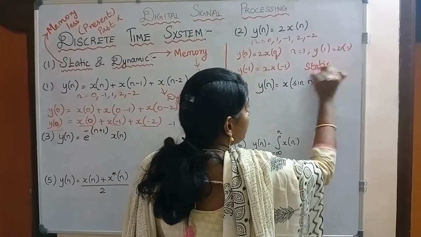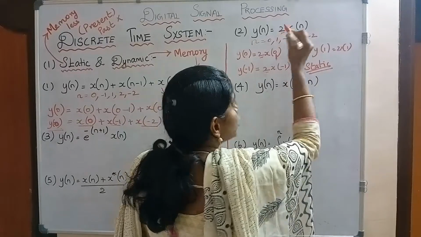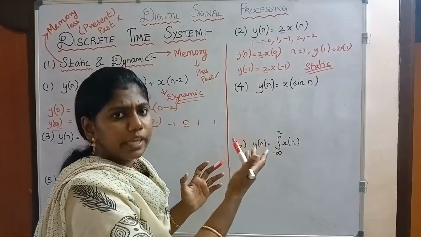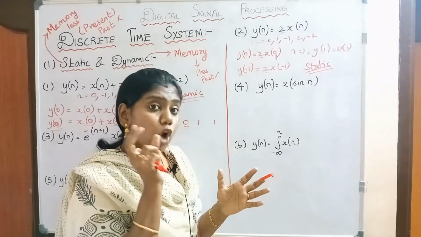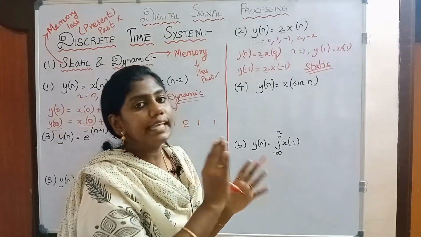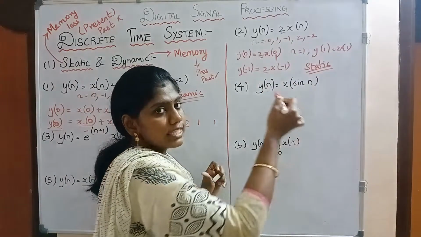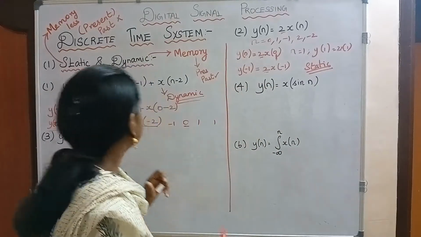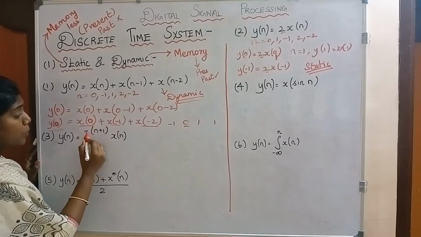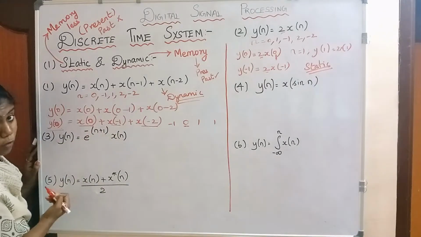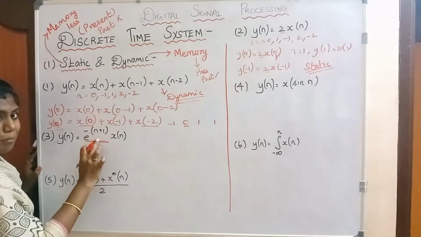One important point: please do not consider these coefficients. Here it is 2, but it could be anything. Do not consider the coefficients. Your concentration should be only on the input values. Just don't consider the coefficients in problems pertaining to this. Let us see another example. Y of n equal to e to the power of minus n plus 1 into x of n. See, this is a coefficient. You need not consider it.